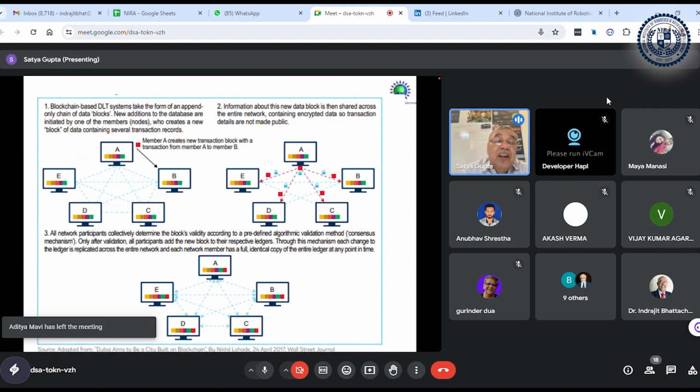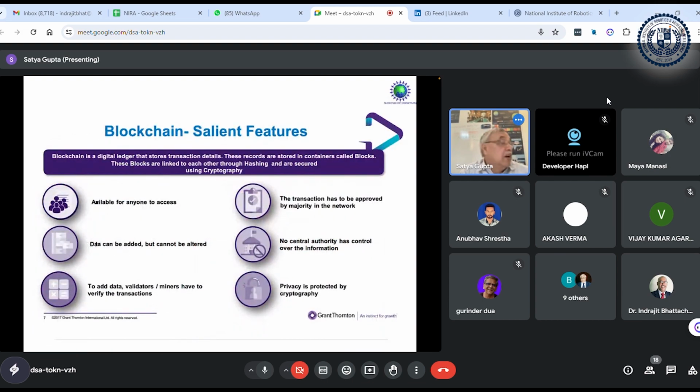Only after validation, all participants add the new block to their respective ledgers. Through this mechanism, each change to the ledger is replicated across the entire network, and each network member has a full identical copy of the entire ledger at any point of time. So this is what I wanted to bring. What exactly is the meaning of blockchain? Now, what are its salient features?